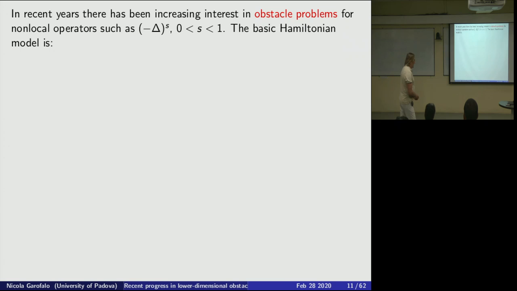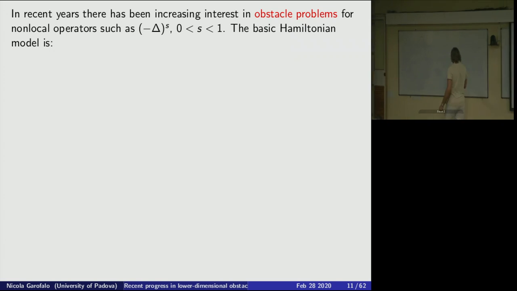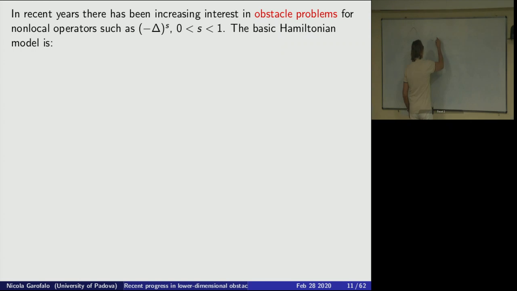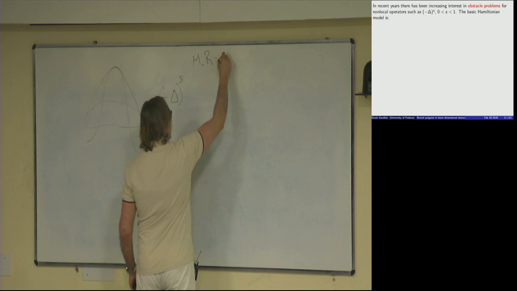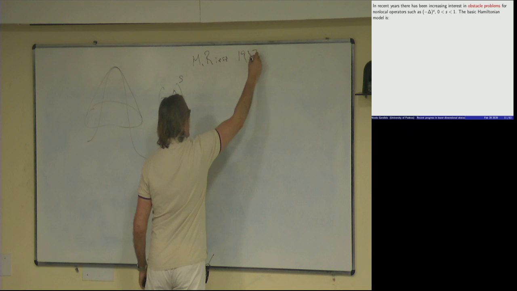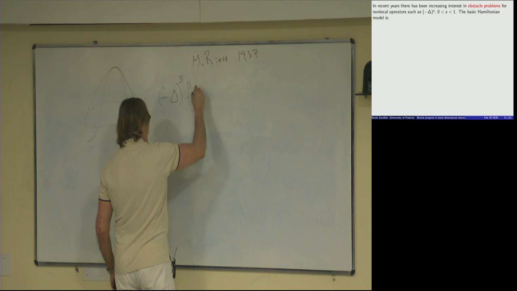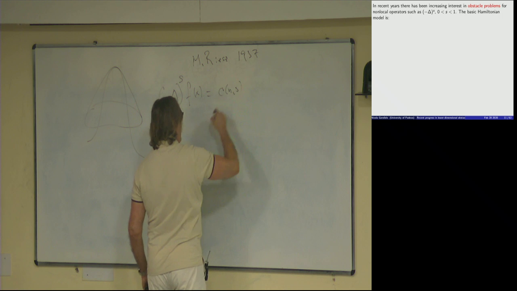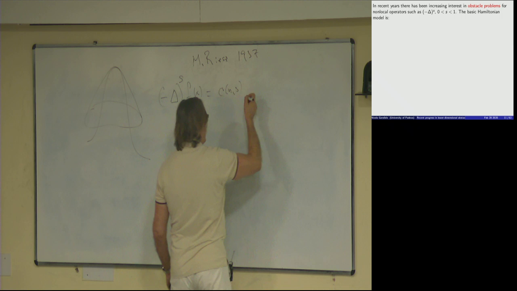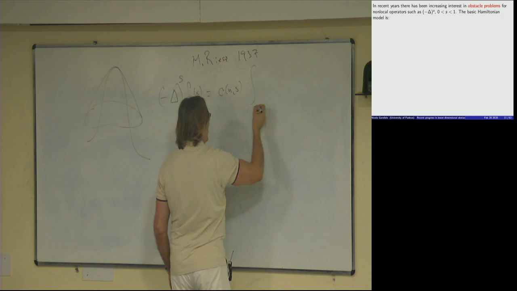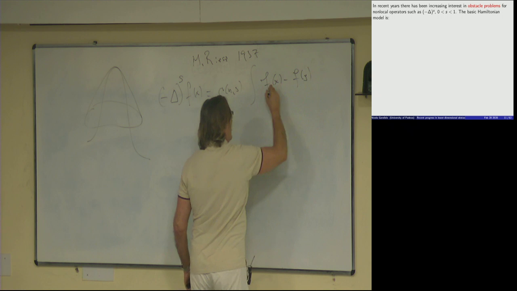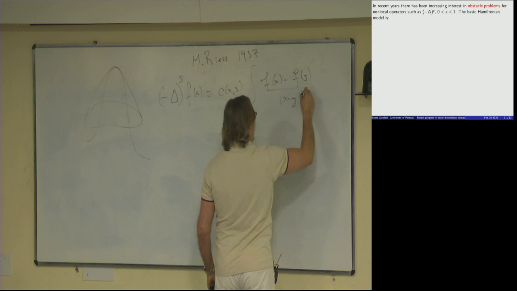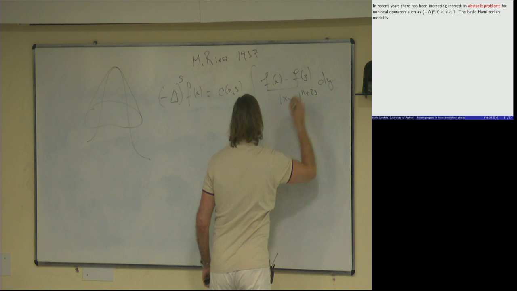This operator, I have already mentioned in my past lectures, but you can think of it using Marcel Riesz's definition, which dates back to 1937. So the fractional Laplacian, you have a universal constant here that depends only on n and s, and then here you can write f(x) minus f(y) divided by |x minus y| to the n plus 2s, dy.